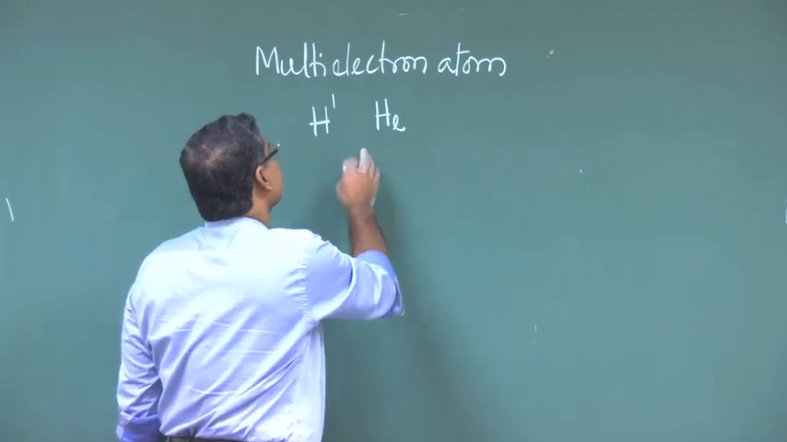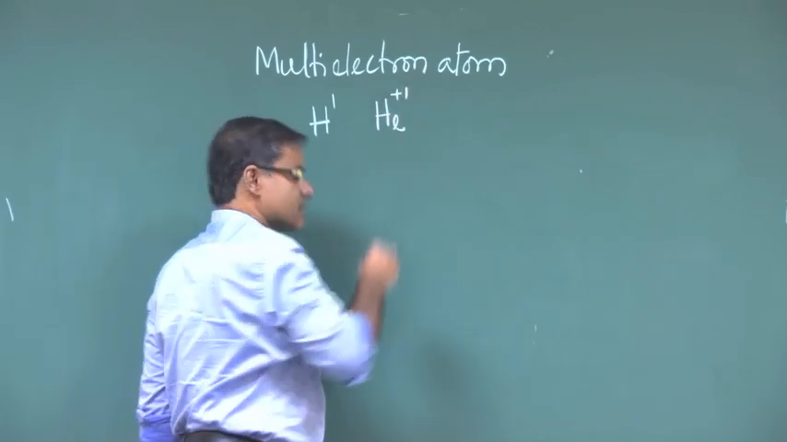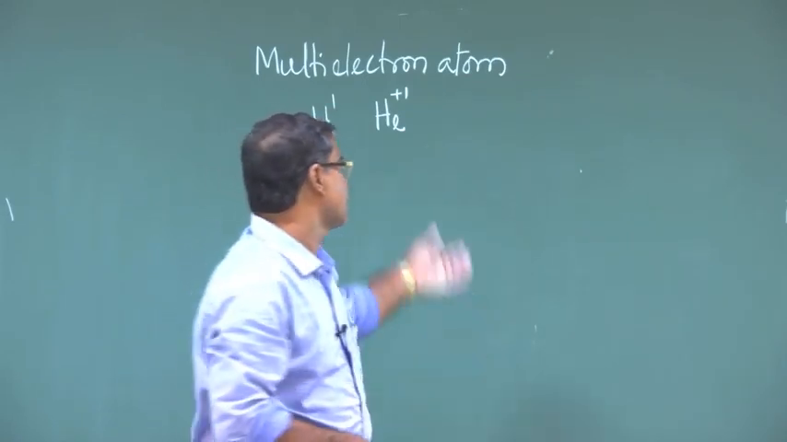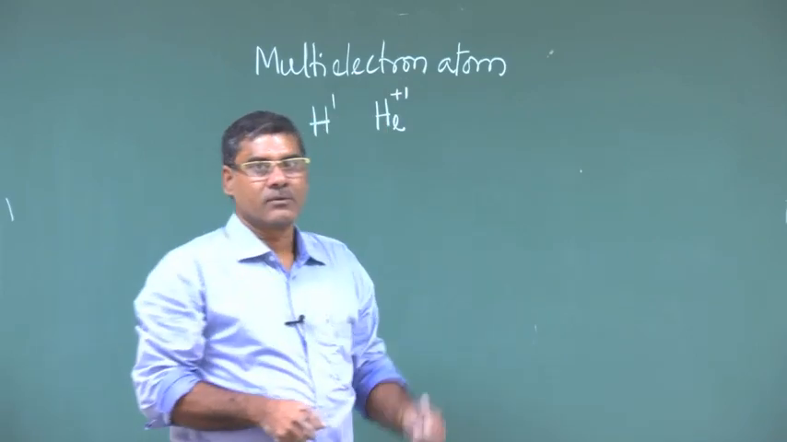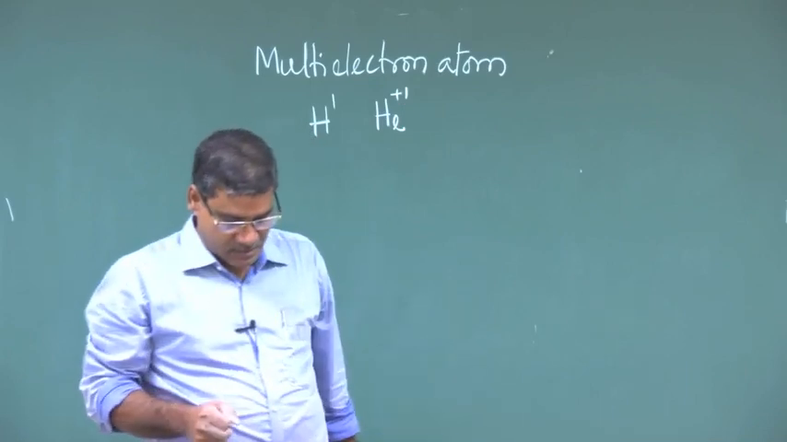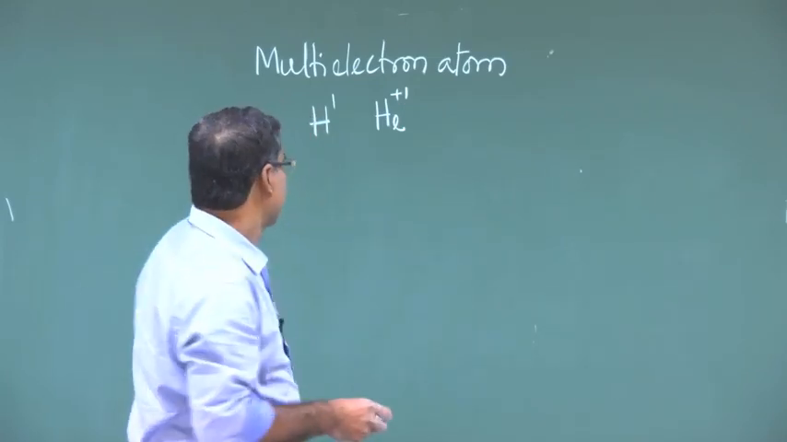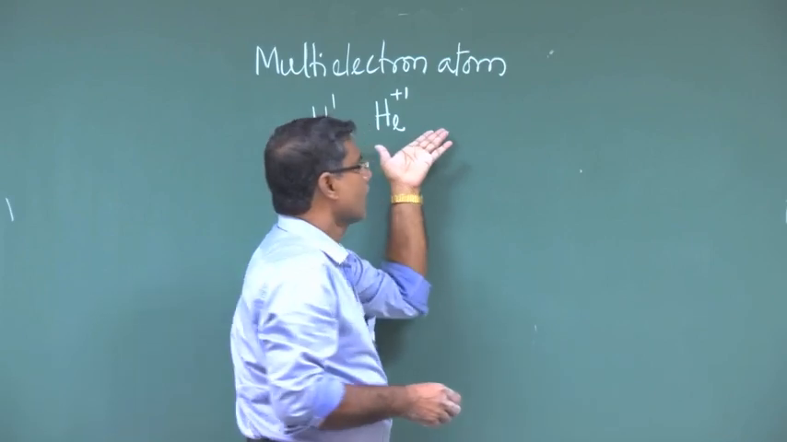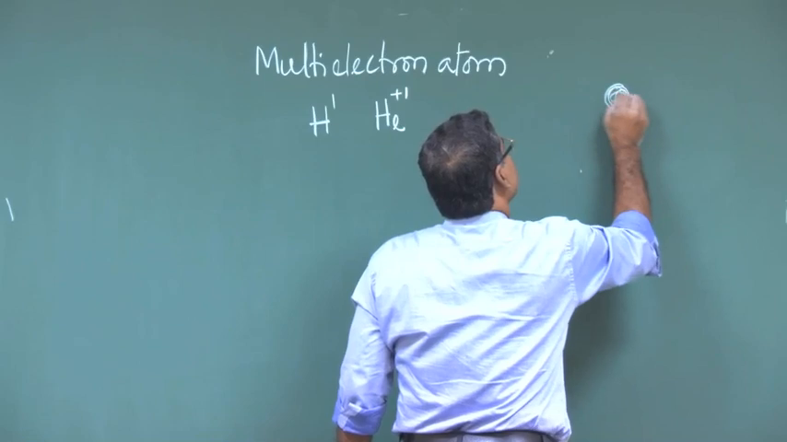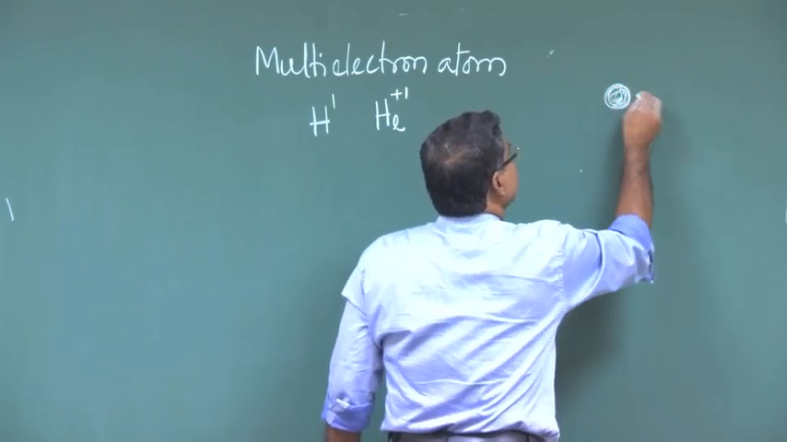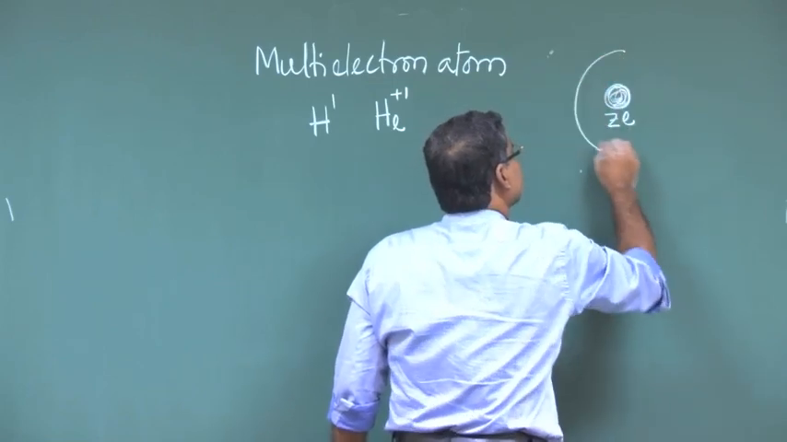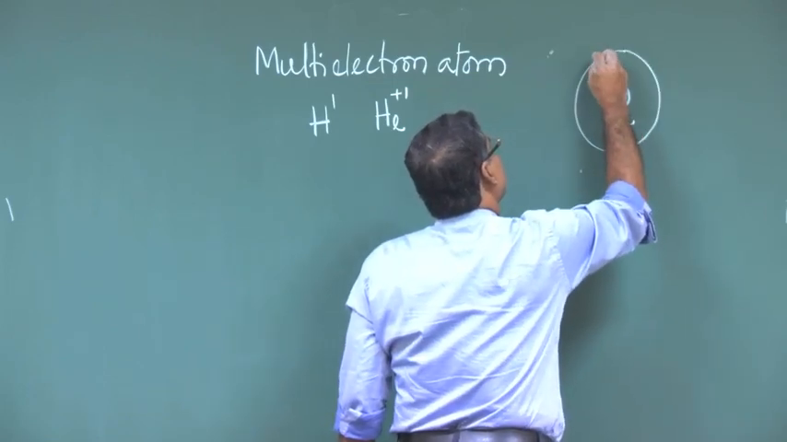Okay. It has 2 electrons, but one electron is taken out. So it is basically an ion, one electron has been taken out, so it is singly positive ion. So, for such a system we have considered the nucleus, and outside only one electron.